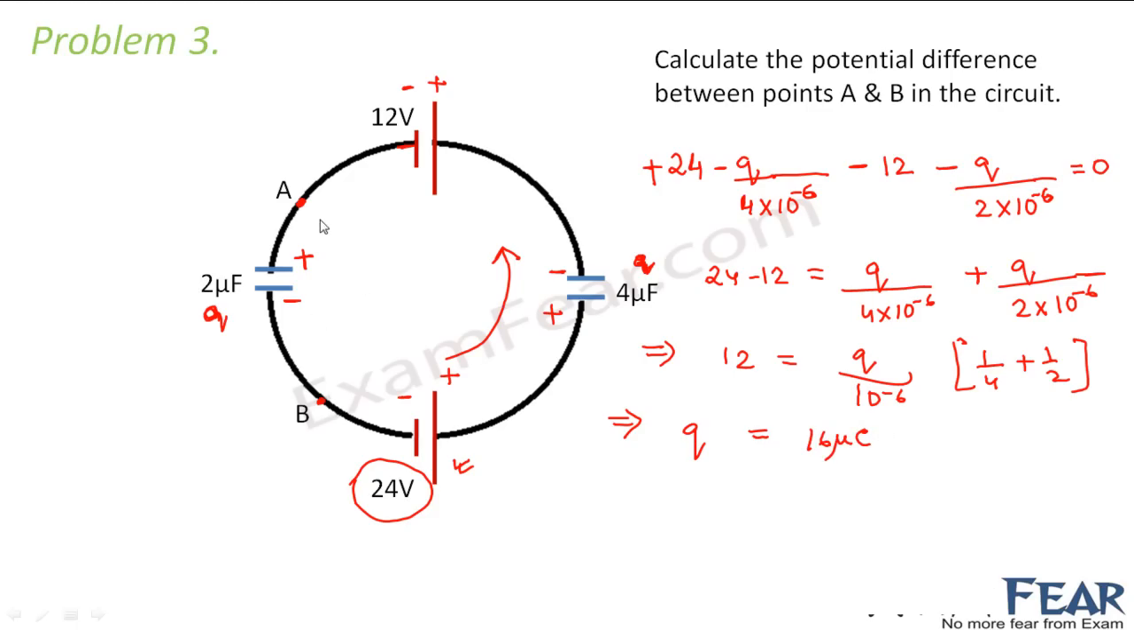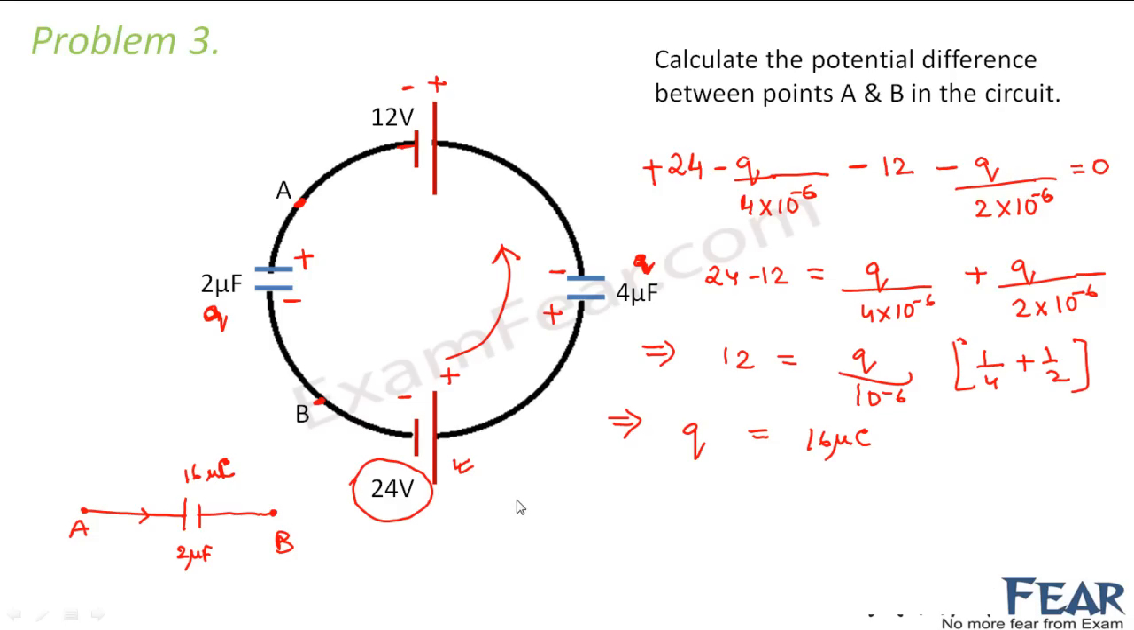Now you have to calculate the potential difference between A and B. Now you know how much charge is stored in this capacitor. Just draw this part between A and B. Let us suppose this is A and this is B. There is a capacitor between them. The capacitance is 2 microfarad and it stores a charge of 16 microcoulomb. As per our assumption, the direction of the charge flow is from A to B, right?